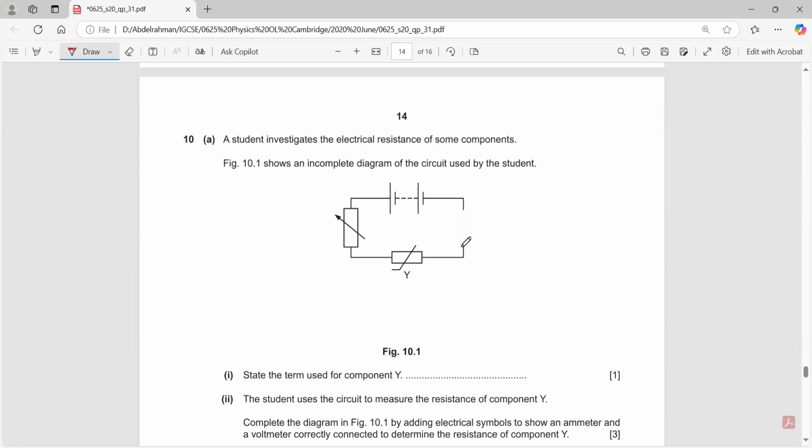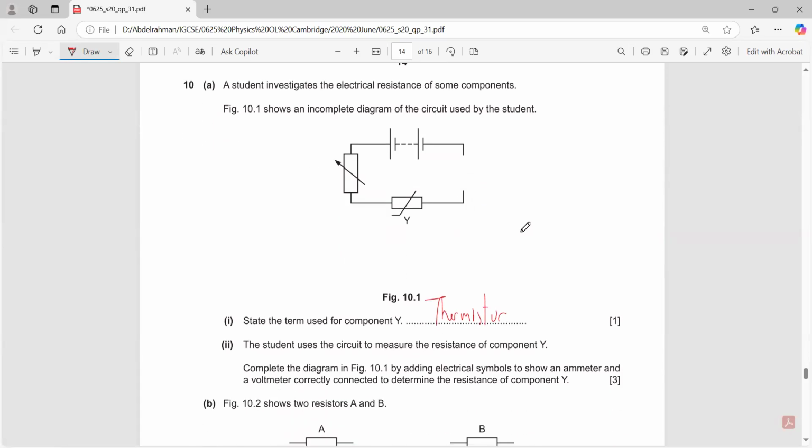Question 10. A student investigates the electrical resistance of some components. Figure 10.1 shows an incomplete diagram of the circuit used by the student. First of all, state the name of the component Y. What is component Y? Yes, it is a thermistor. Excellent. It is a thermistor. The student uses the circuit to measure the resistance of component Y. We need to draw the ammeter and the voltmeter to measure the resistance of component Y.